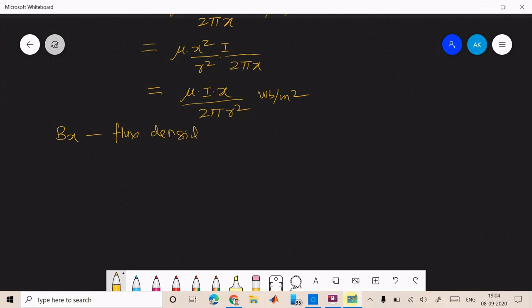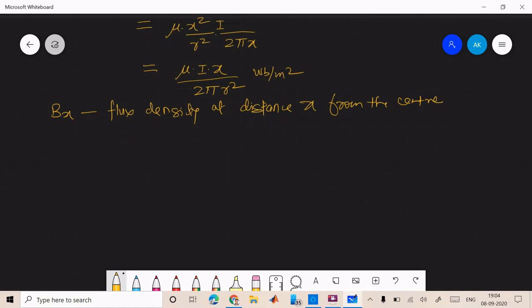Bx is your flux density at distance x from the center. Okay.